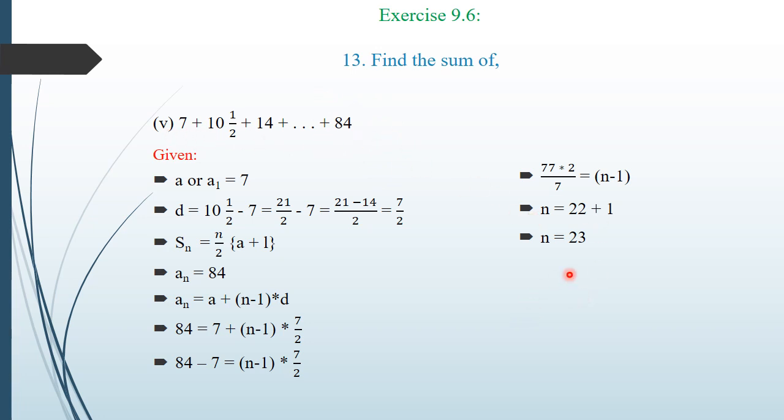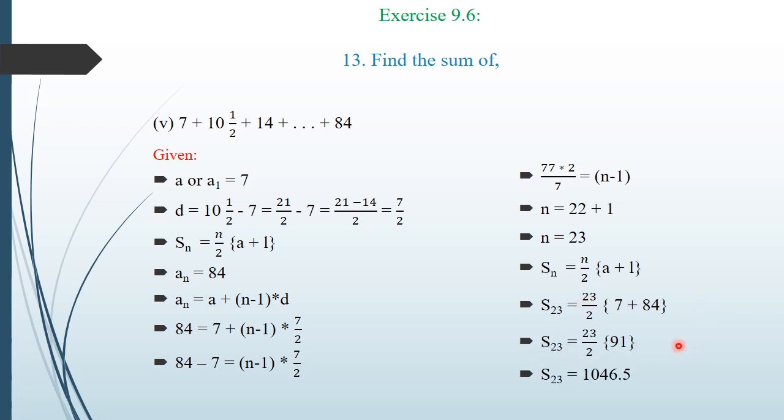Now I know all the data that is required to calculate the sum of n terms, that is Sn equal to n by 2 into a plus L. Substituting all the values here, I'll simplify this and I'll get the final answer, that is the sum of 23 terms of this sequence is going to give me 1046.5.